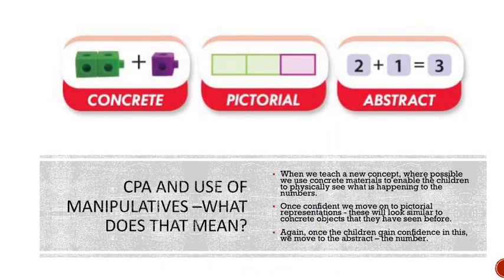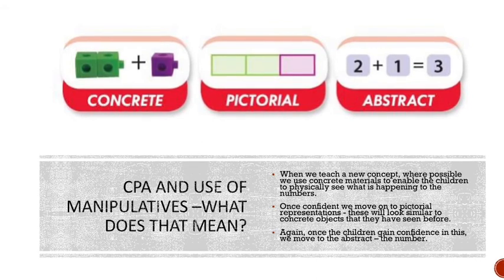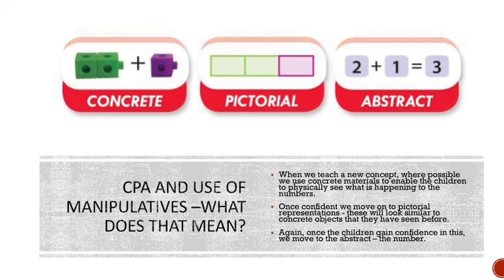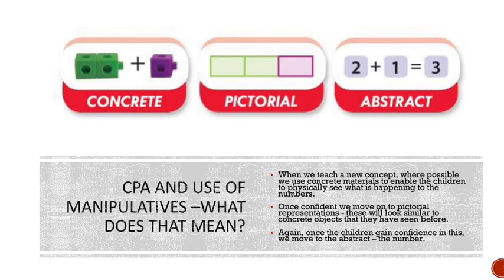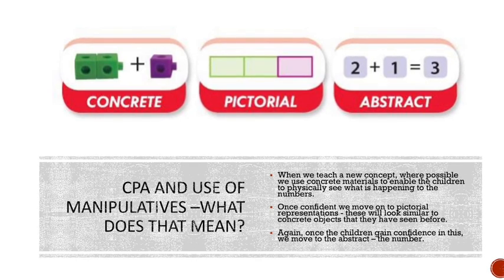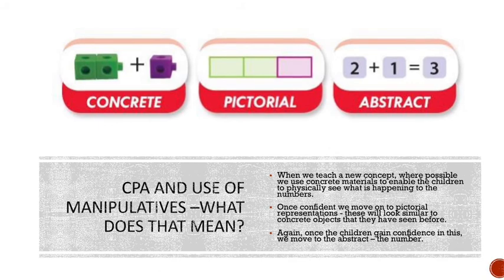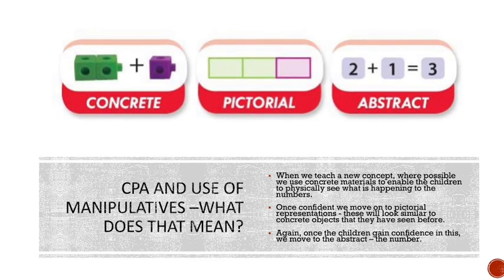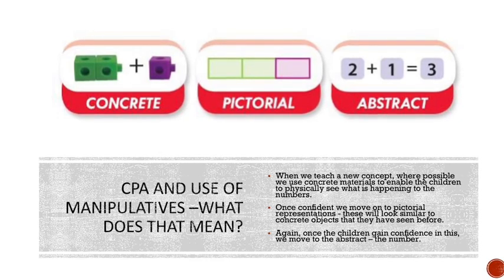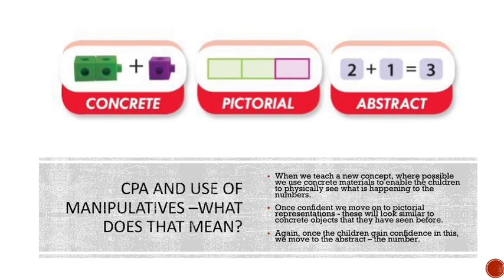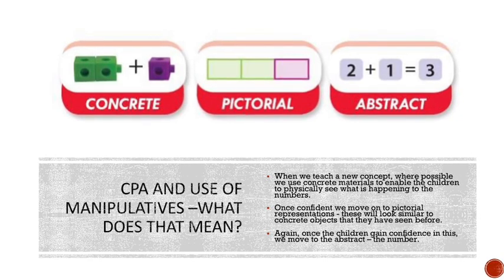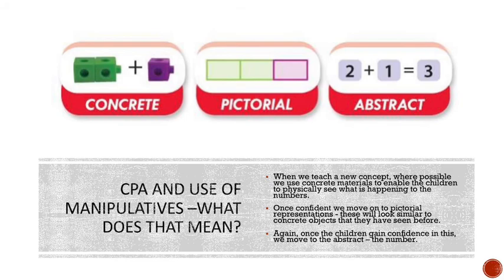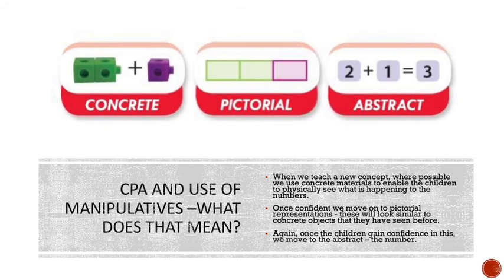So I mentioned CPA and use of manipulatives, so that means concrete, pictorial and abstract. When we teach new concepts at school, where possible we use what we call concrete materials. Those are things that the children can physically pick up, move and use, and it means that they can physically see what is happening with the numbers. Once they feel more confident with that, we move on to pictorial representations, and these are pictures that usually look very similar to those concrete resources that they used before. Then again, once they're confident with that, they move on to the abstract, which is the actual number itself. So I hope again that is a bit more useful.